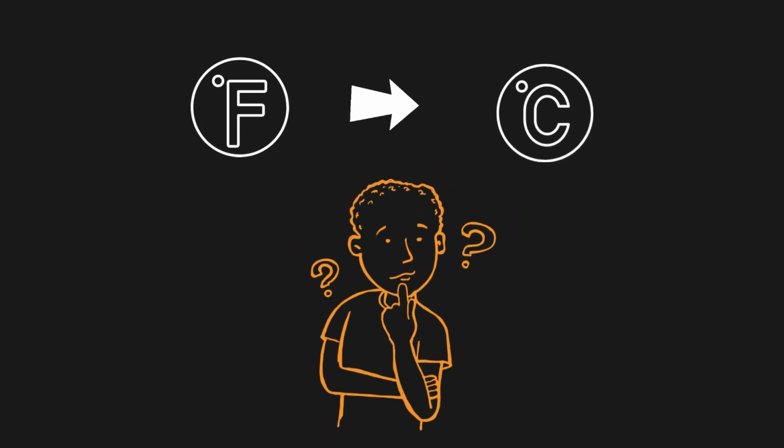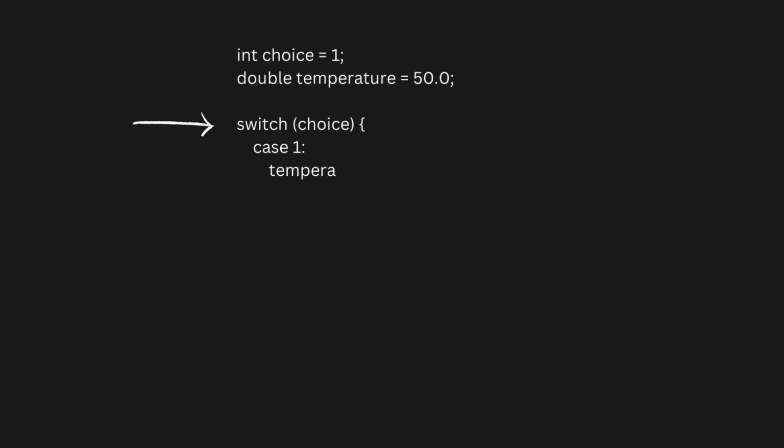Imagine you're writing a program that converts a user's input from Fahrenheit to Celsius. Here's how you could use a switch statement to do this. In this example, the switch statement checks the value of the variable choice.